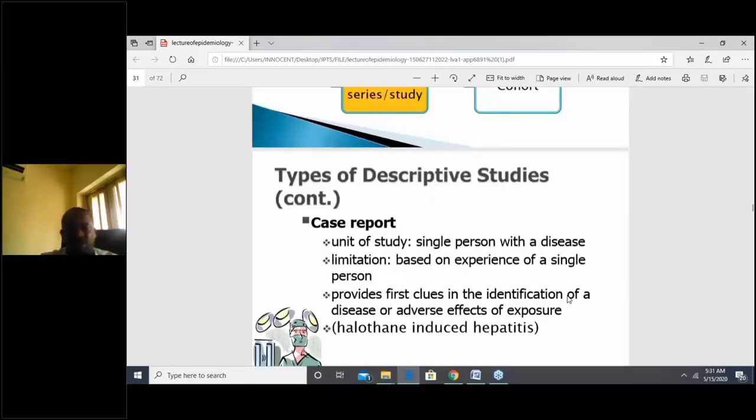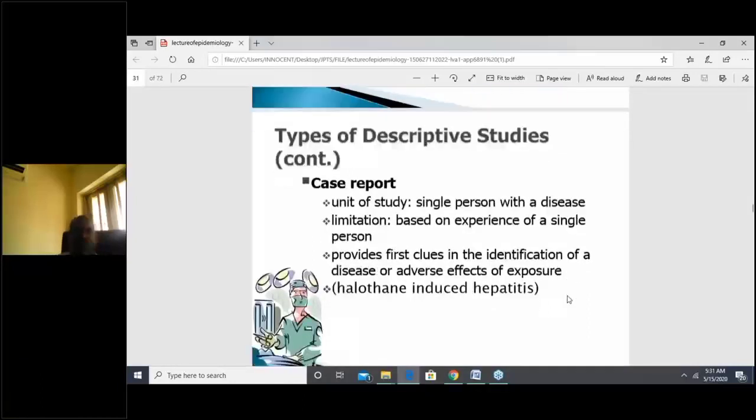Types of descriptive study, we've mentioned descriptive study a couple of times. Case reports: when you talk of a case report, you're talking of the unit of study. You're looking at a single person with a disease, that's the unit, that's the case report. Then you look at other terms like limitation. The limitation is that it is based on the experience of a single person. Also, a case report provides first clues in the identification of a disease or adverse effect of exposure. An example is halothane-induced hepatitis.